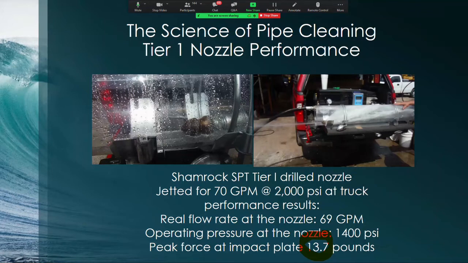psi at the truck, and at the end of the 600 feet of hose, I have a pressure of 1,400 psi, and I have a force on that impact plate of 13.7 pounds. Okay, so understand that plate is 9 feet away, and this is the force of the jet coming back. Tier 1 nozzles are easily recognized because they have drilled orifices. The spray pattern coming out of the nozzle is usually not very well organized, and there's a fair bit of turbulence inside the nozzle. This is a 30% efficient nozzle.